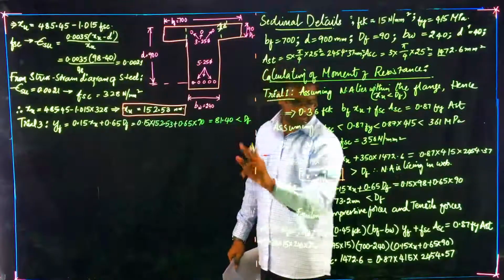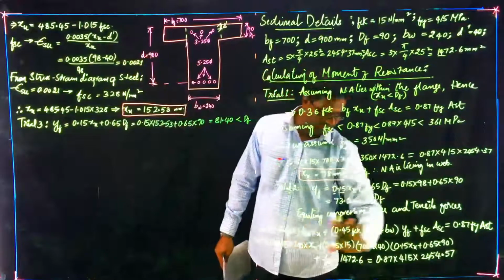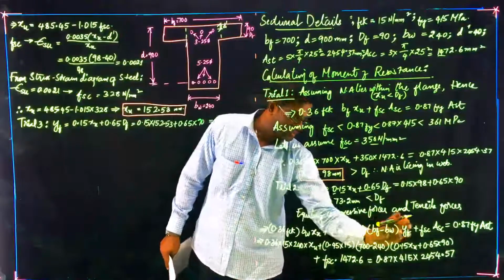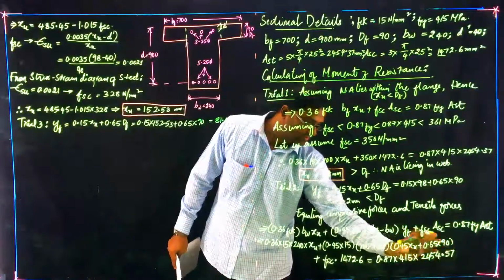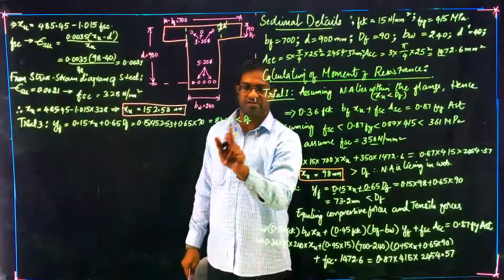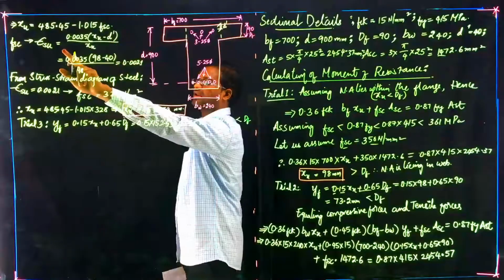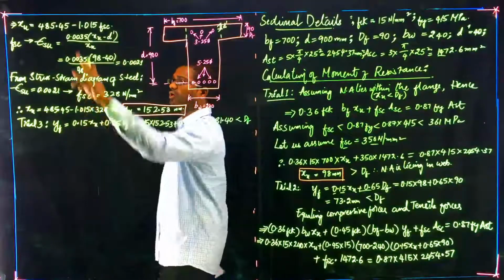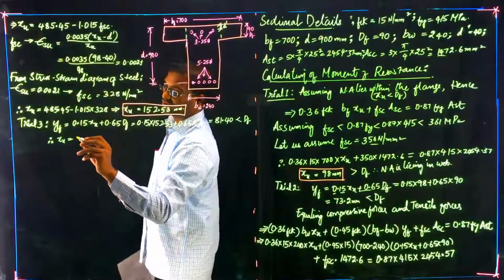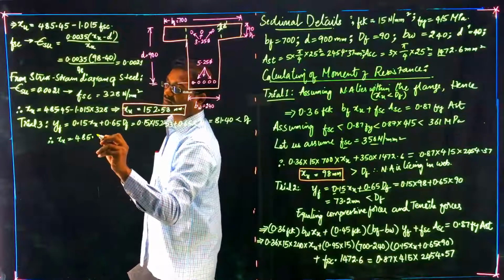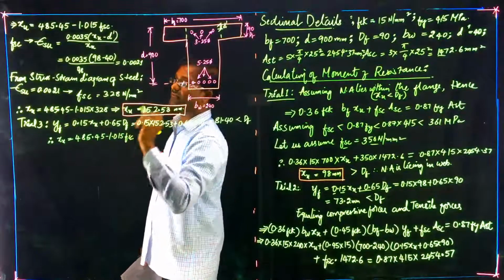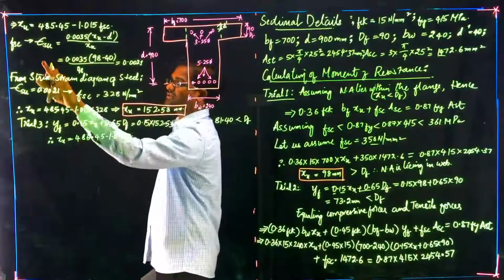Because it is less than DF, this equation is valid, which means whatever equations we have written here are valid. If this value is greater than DF, then DF will come here and this entire term will become DF, so the equation would have to change. When you note that this is less, you can immediately write down this equation only, XU equals 485.45 minus 1.015 FSC.